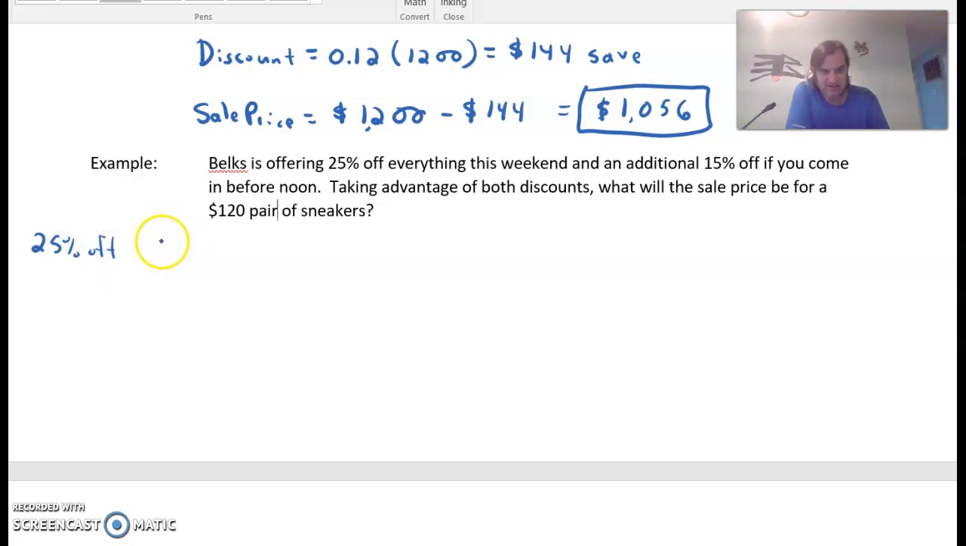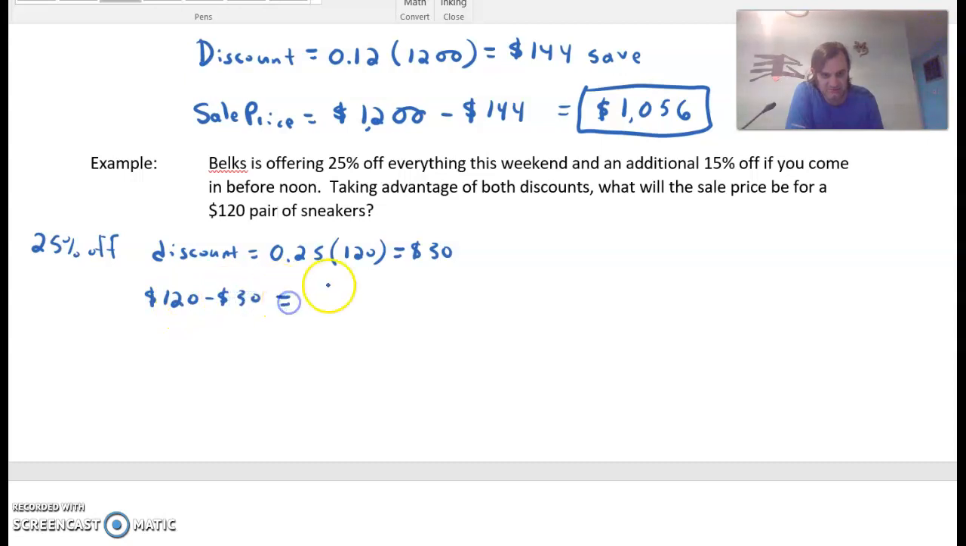So that means that the discount in this scenario will be 25%, which is 0.25 times $120, which is 30. So then we will take that 30 off of the $120. And that is $90. That's after the first discount. Okay, so now we're at a $90 range, and that's if we come in after noon.